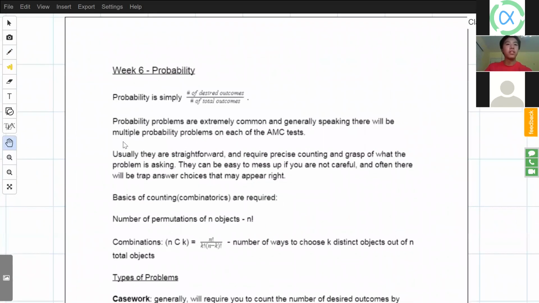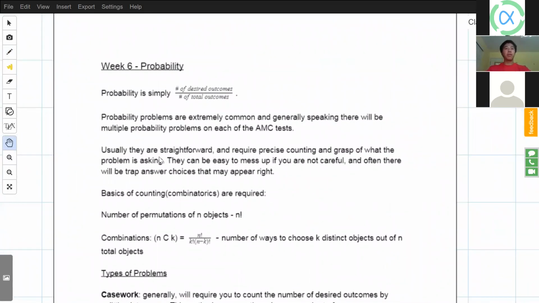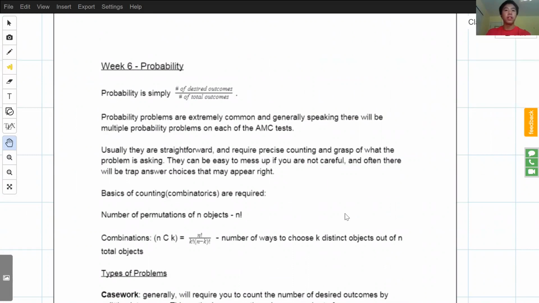Okay, moving on. Generally speaking, these problems are quite straightforward, and you just have to be careful about not messing up your counting or your understanding of what they're asking for. A lot of times there are trap answer choices that may seem right but really aren't. One of these is that 1/2 is usually not the right answer for a lot of these problems, although take it with a grain of salt because sometimes it is, but most times not.